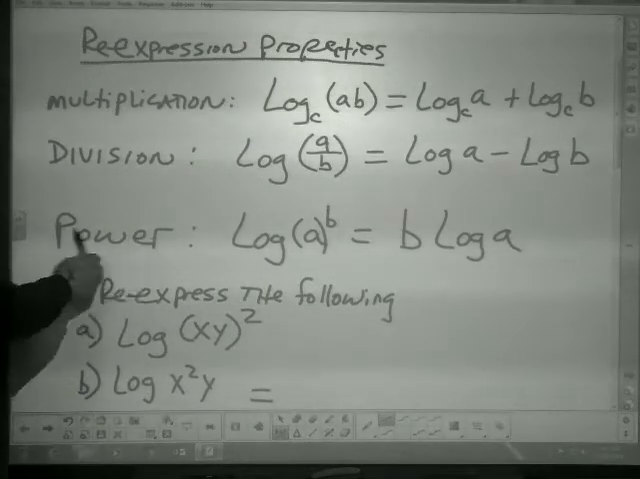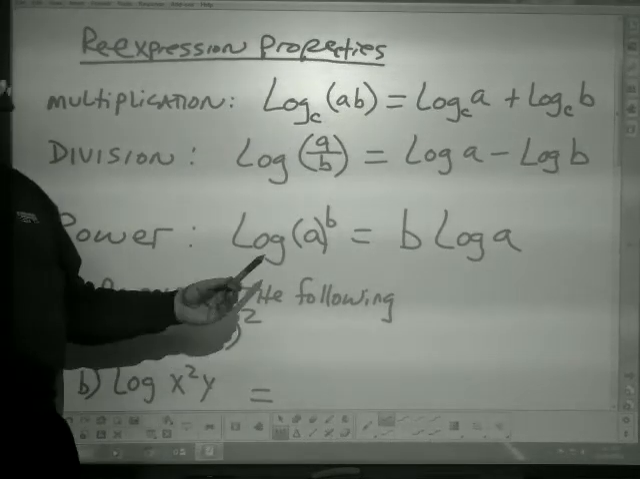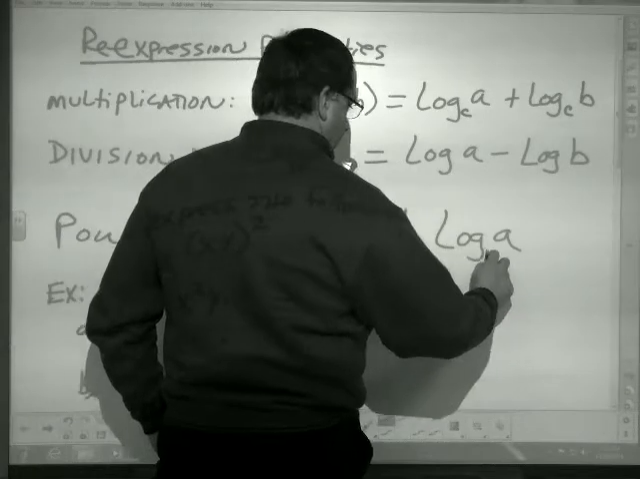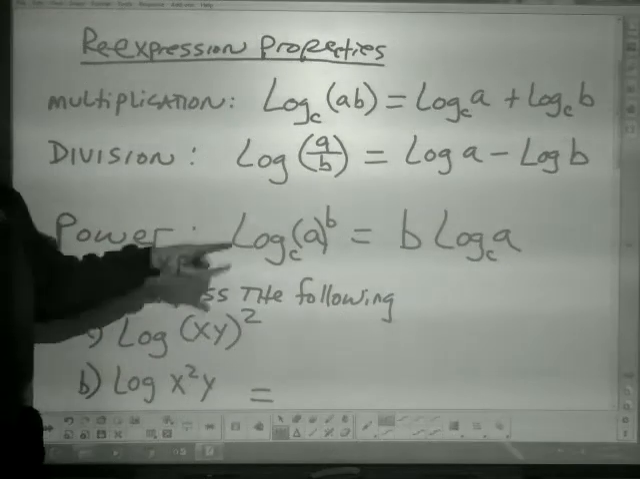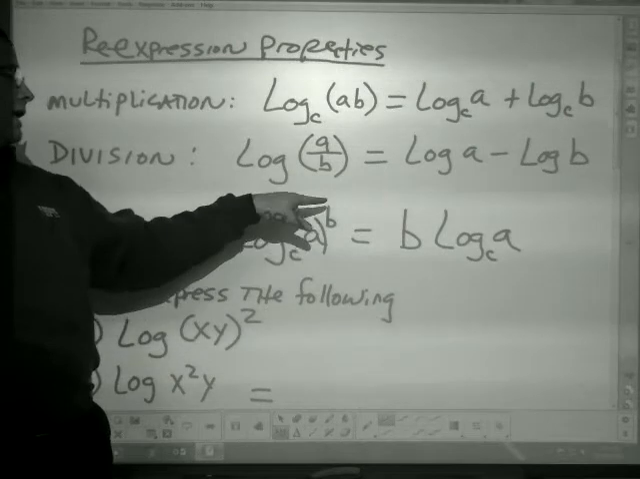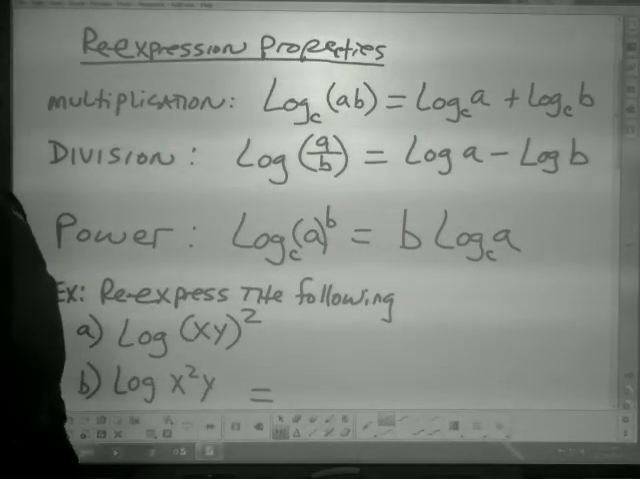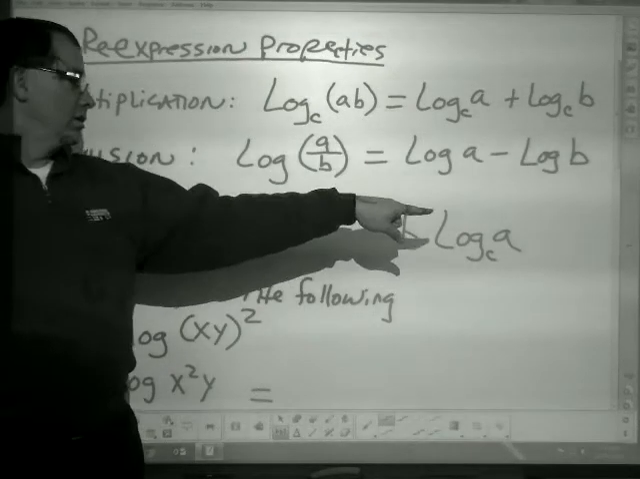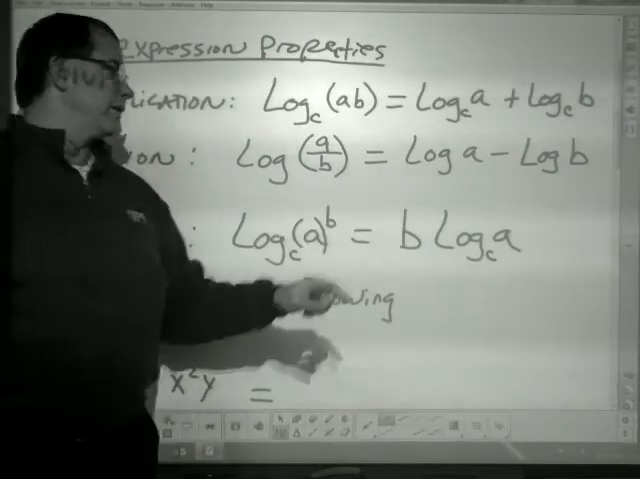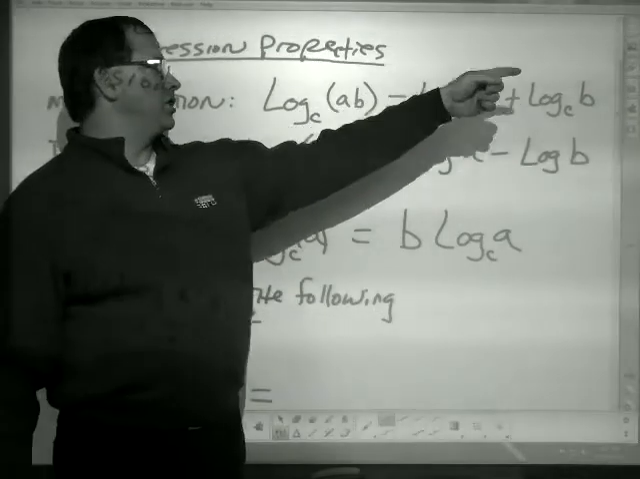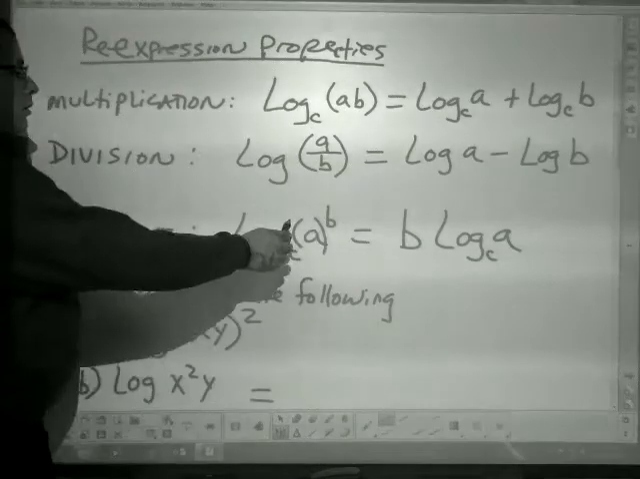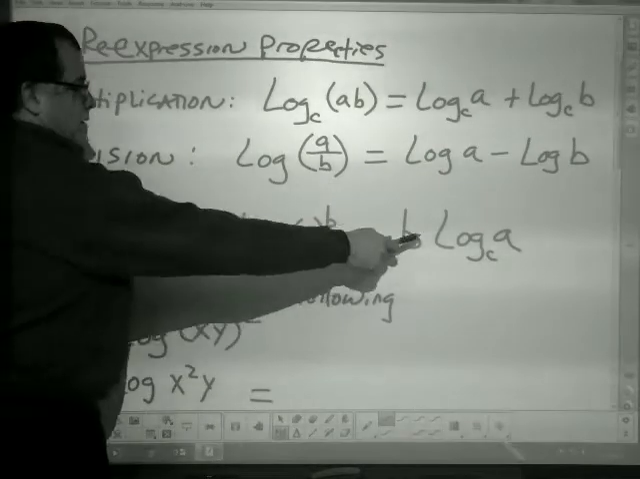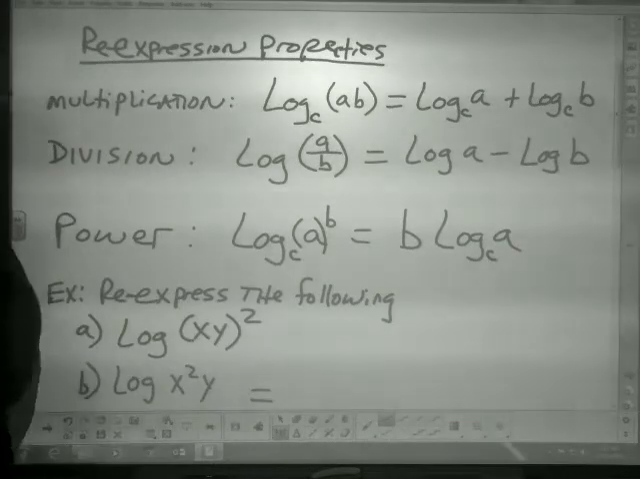And the last we have is power. If we have the log of something raised to a power, and again, the base is still down here, some value, then that power comes out front and turns into a multiplier. Okay? So multiplication turns to addition, division turns to subtraction, and raising it to a power turns to multiplication, where we multiply out front of whatever the log of that is.